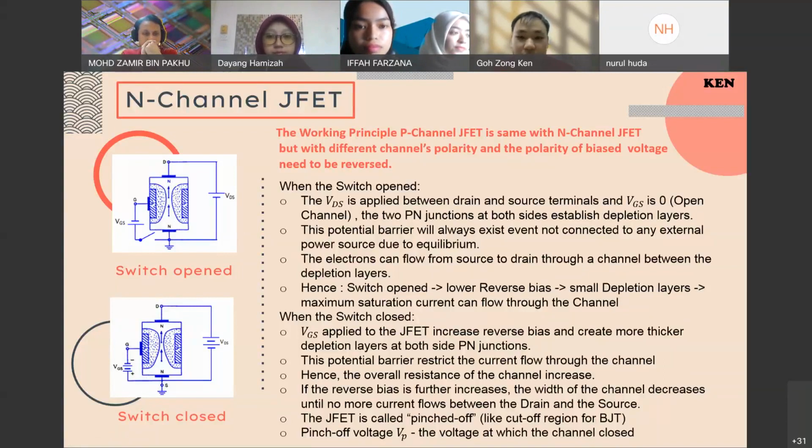resistance of the channel increases. If the reverse bias is further increased, the width of the channel decreases until no more current flows between the drain and the source. The JFET is now pinched off, like the cut-off region for a BJT. Pinch-off voltage VP is the voltage at which the channel is closed.